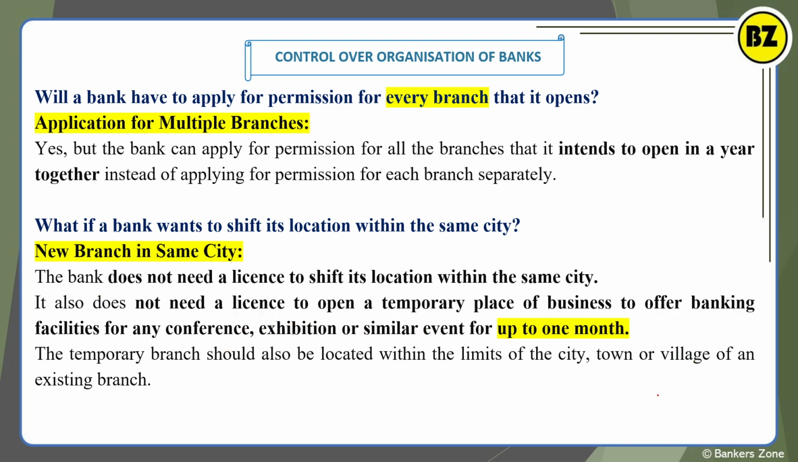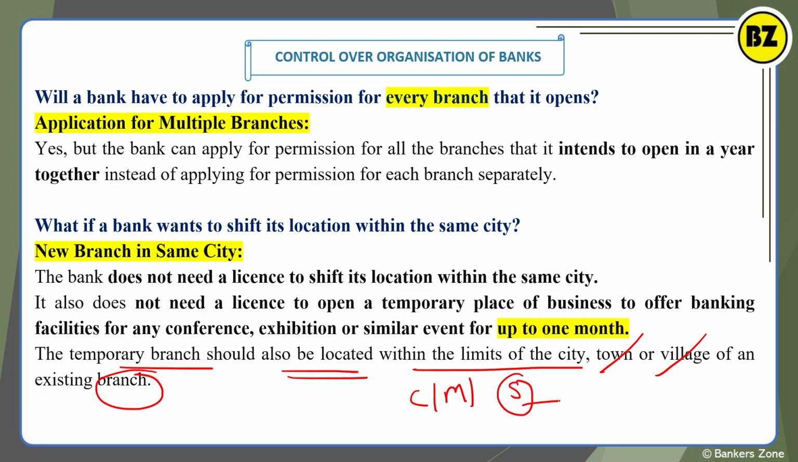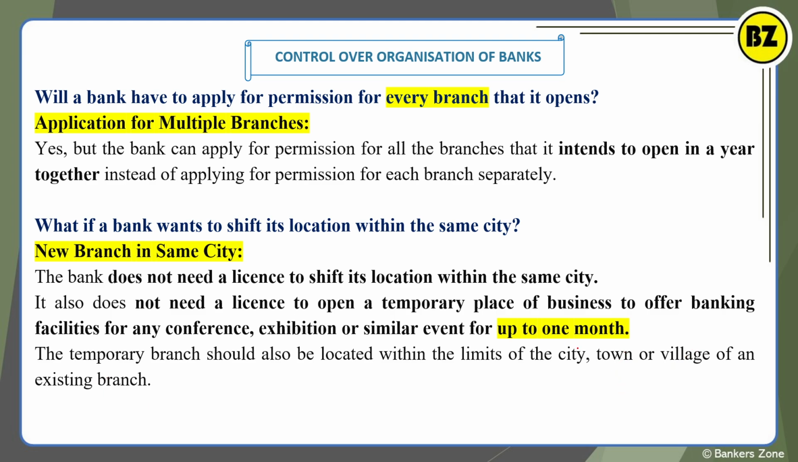Okay, so this is called the temporary branch. The temporary branch should also be located within the limit of the city, town or village of the existing branch. That means you should do the temporary exhibition only near your existing branch. So simply, if you have to do some conference, some mela, or put up some stall about your bank, and that is up to 1 month, then you don't need a license. You have to remember 1 month as an important period for the exam.